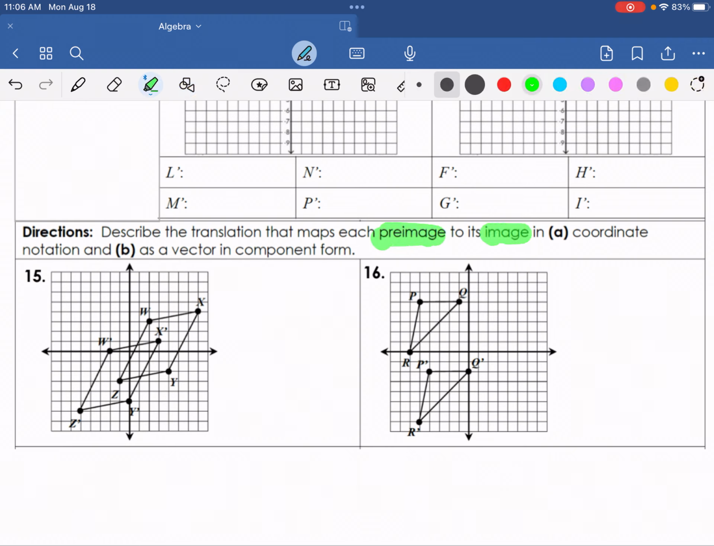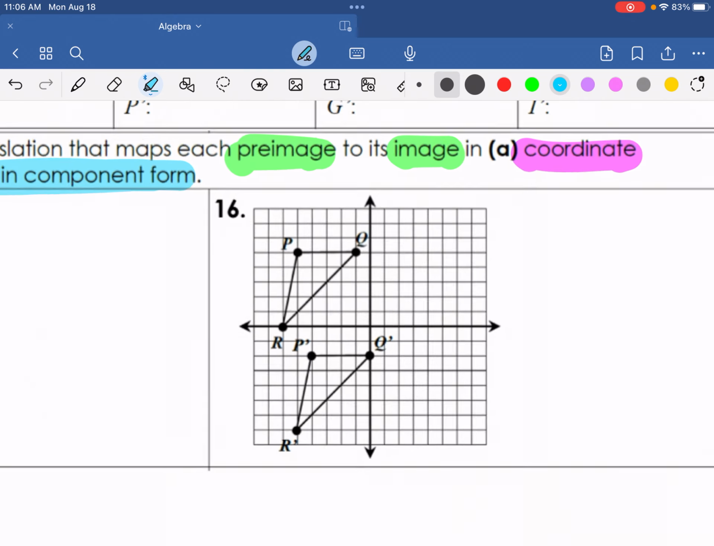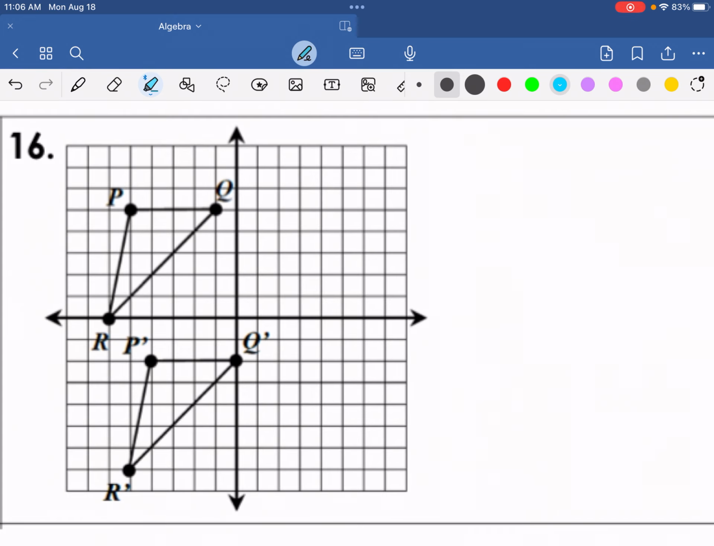And for the bottom, the last part is you are telling me from the pre-image, that means the starting image, to its image. You got to give me coordinate notation, so that's what we learned last week, in vector component form. So we're going to do 16 like we did in class. Okay, first, which one is the starting triangle? The top one. This one's the pre-image. And the copy is the bottom one.